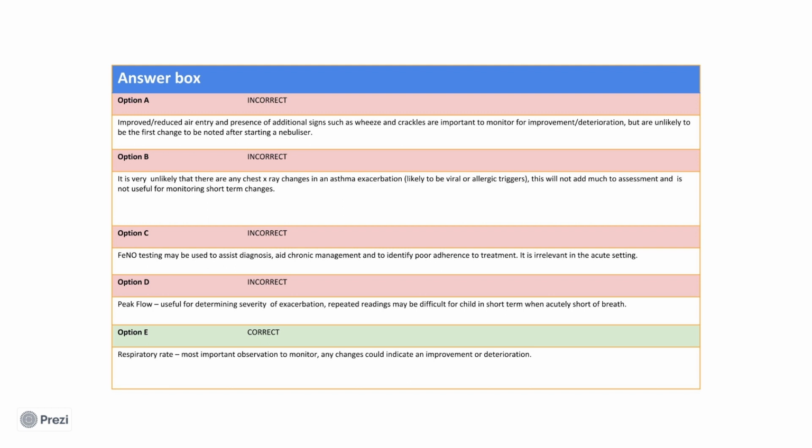And finally, peak flow. This is useful for determining the severity of exacerbation compared to a baseline, for example, in the days leading up to admission. However, it is not as useful a monitoring tool when in the hospital, as repeated readings may be difficult for a child in the short term when they are acutely short of breath.